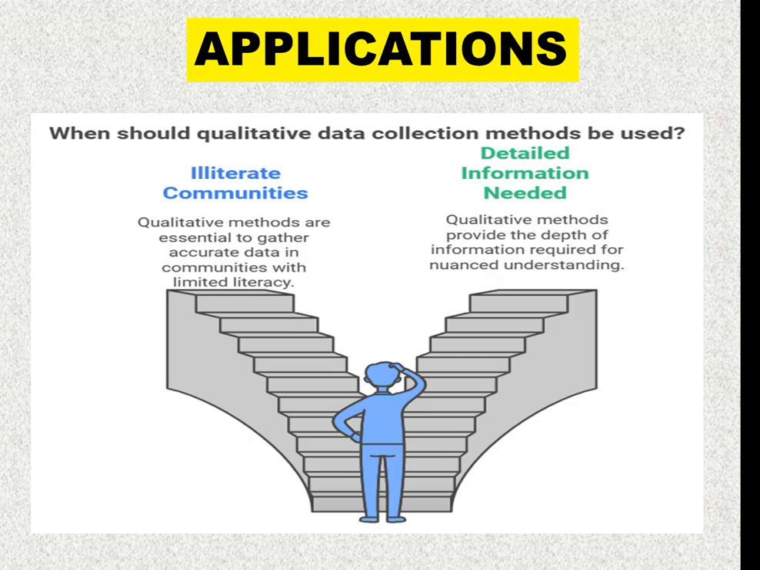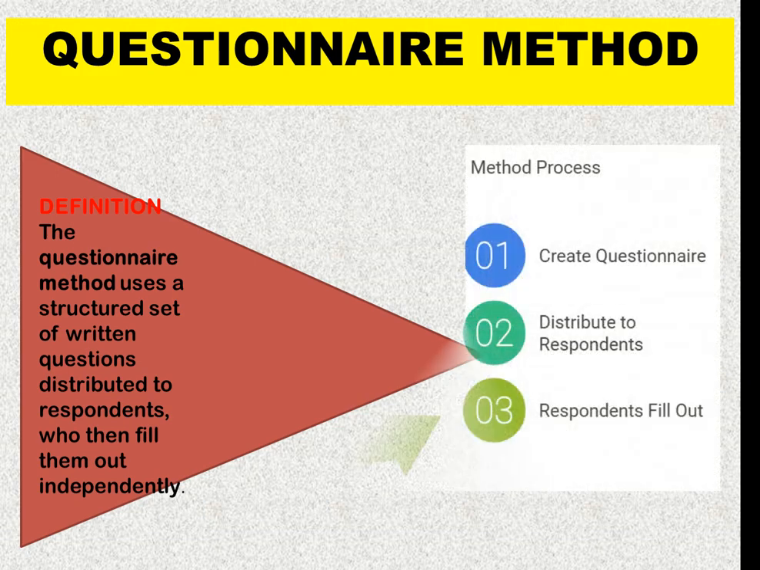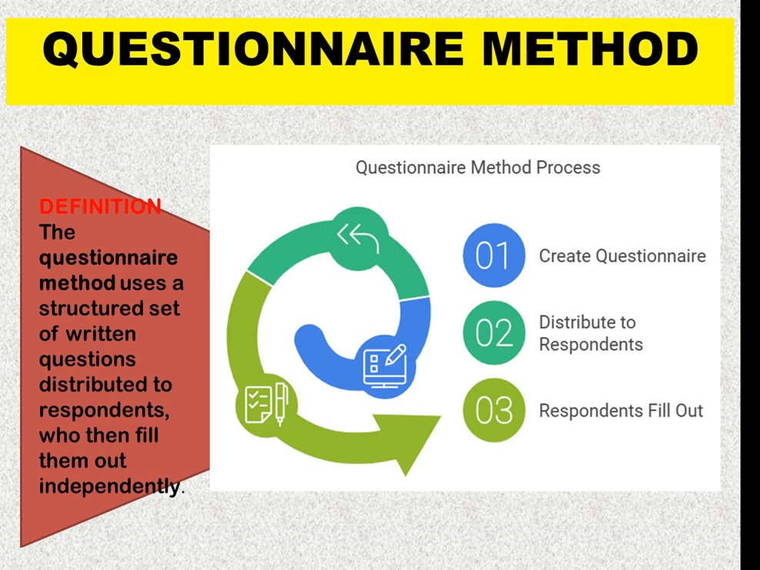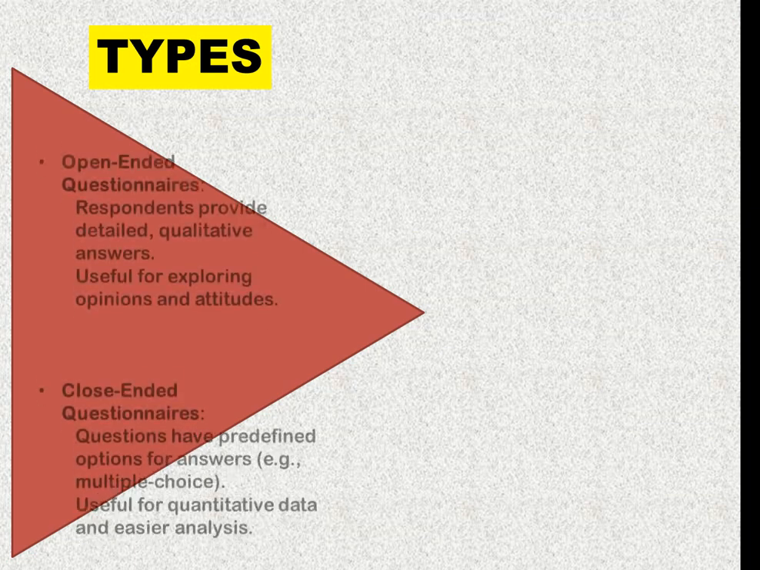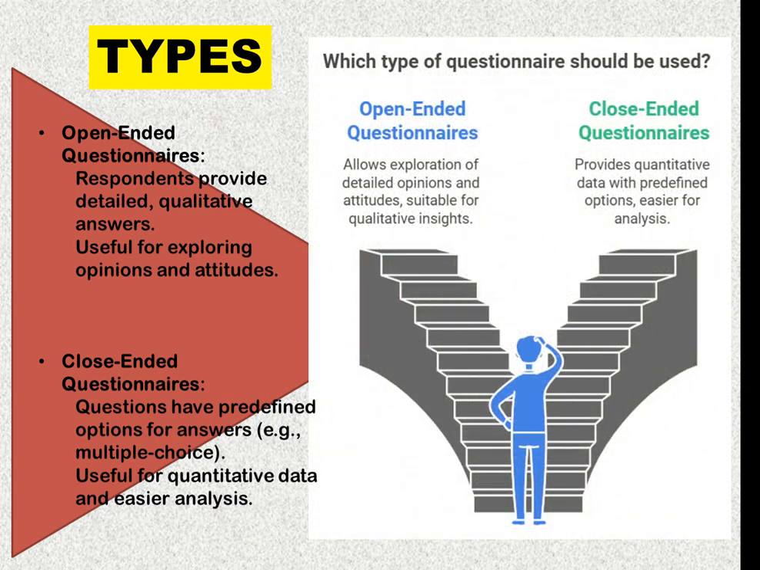Questionnaire method. Definition. The questionnaire method uses a structured set of written questions distributed to respondents, who then fill them out independently. Types. 1. Open-ended questionnaires. Respondents provide detailed, qualitative answers. Useful for exploring opinions and attitudes. 2. Close-ended questionnaires. The questions have predefined options for answers, e.g., multiple choice. Useful for quantitative data and easier analysis.